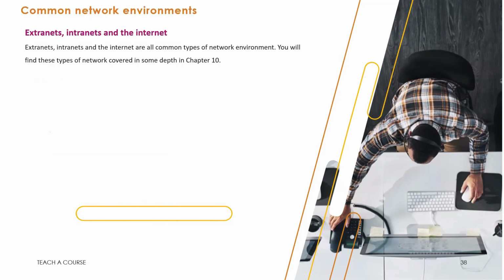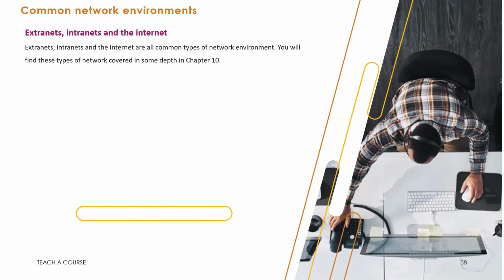Then let's look at common network environments. We have extranets, intranets, and the internet. So these three. Most students get confused when we talk about an intranet and an extranet and the internet. Okay, but these are very simple concepts. So let me just run you through these three.